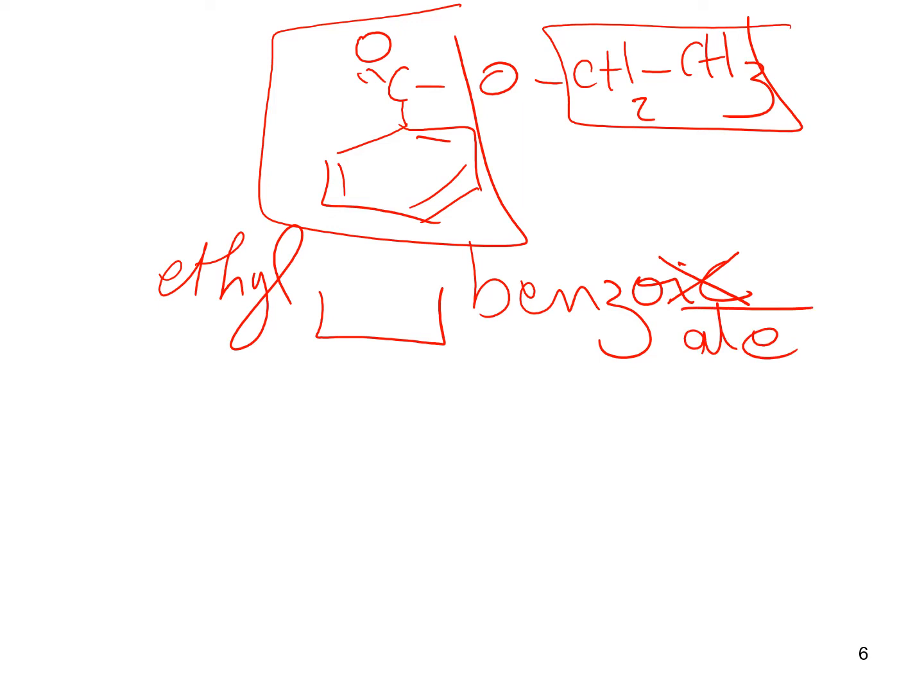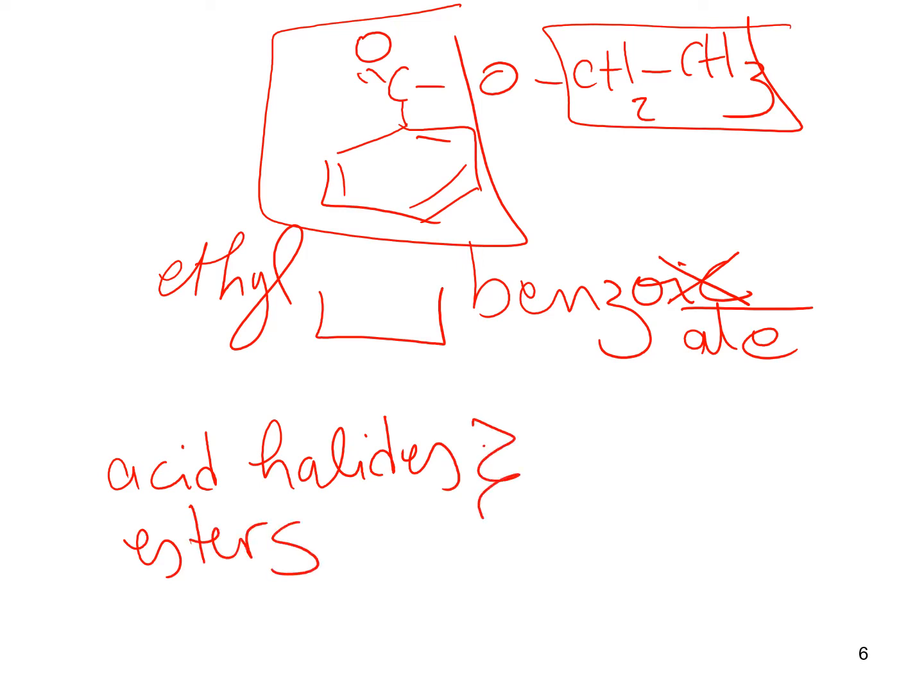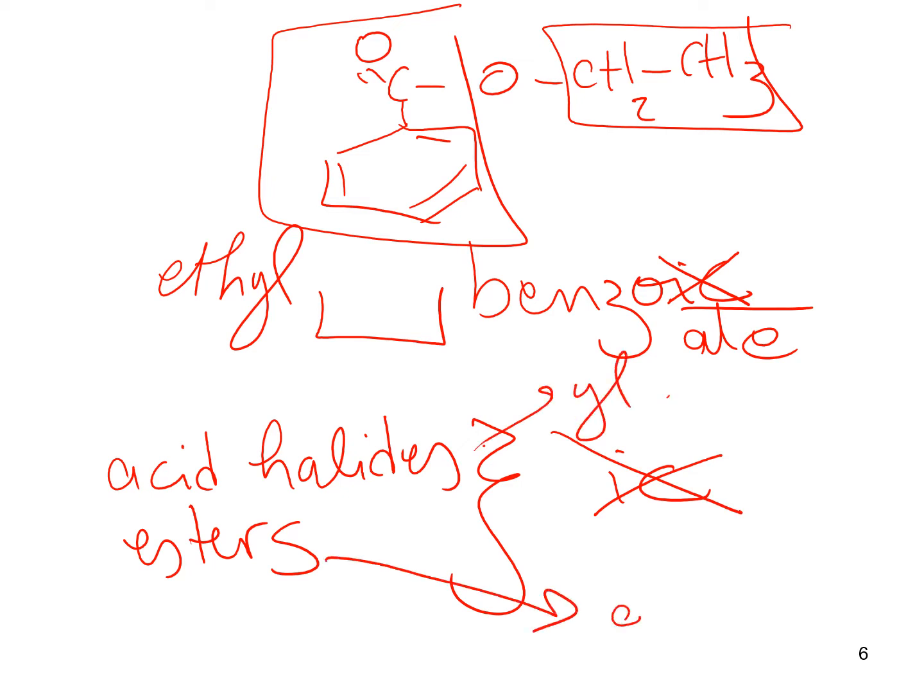So remember, in case of the acid halides and in case of the esters, you removed the IC only and added your part. In case of the halides, you added an I. In case of the esters, you added an 8. Okay, this is in case of the acid halides and the esters. In case of anhydrides, you removed nothing except for the word acid.